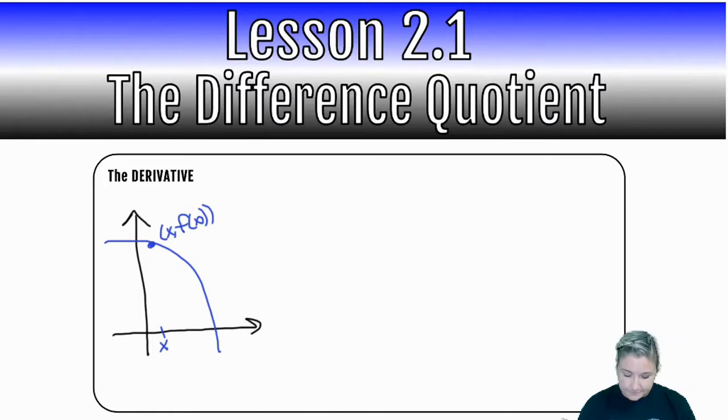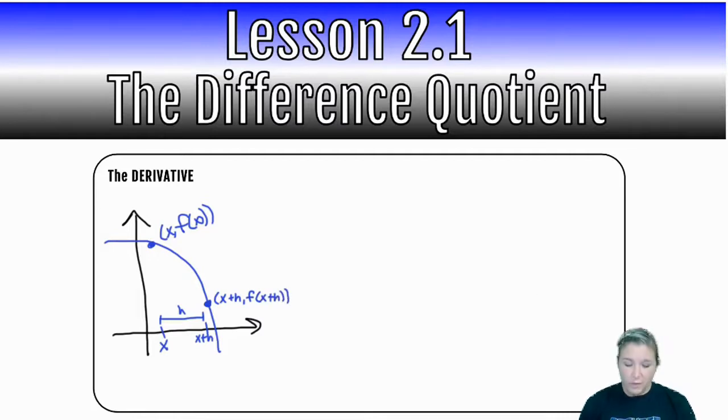Then we have another point on this curve, and we don't know necessarily what that is. We're going to say that the distance from here to here is h. So this x value down here is going to be x plus h, and therefore this coordinate is going to be x plus h, f of x plus h.